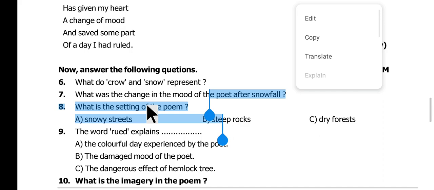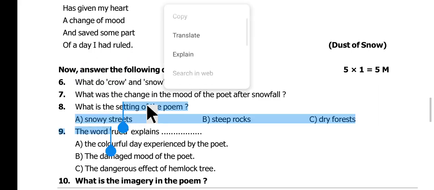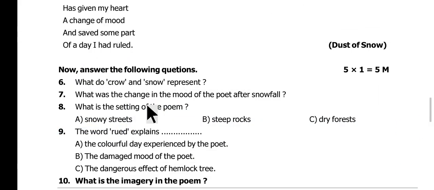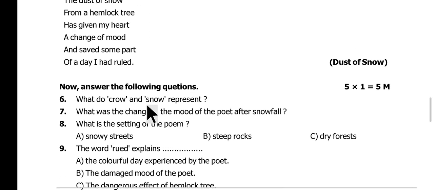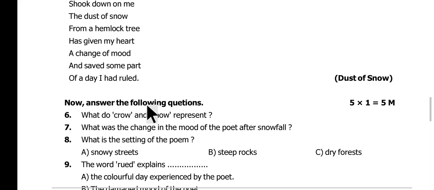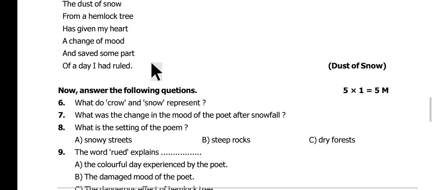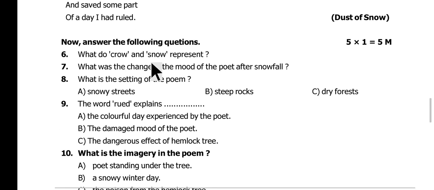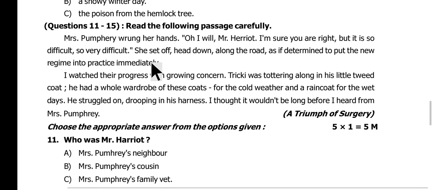So is it positive or negative? Is it bad or good? Is it exciting or disappointing? Like that. What is the setting of the poem? Snowy streets, steep rocks, dry forest. The word rued explains here. It is rued, not ruled. I had rued. It is a typing mistake, I think. So now, what is the imagery in the poem? So such types of questions figure in the poetic section of the question paper of reading comprehension.